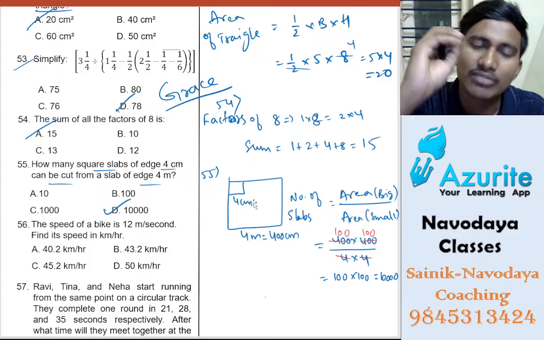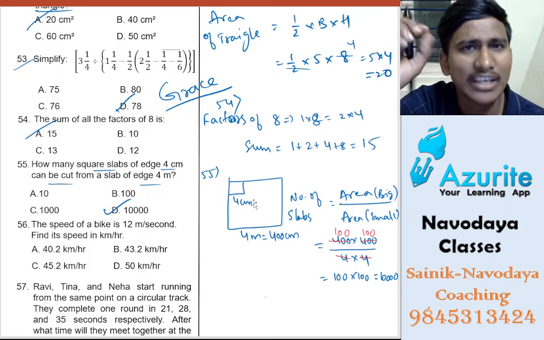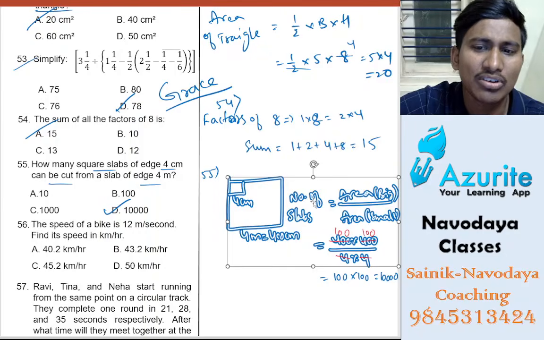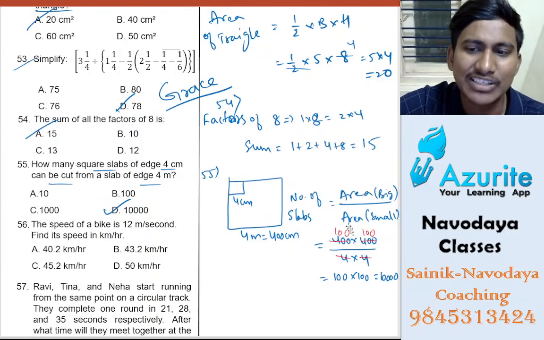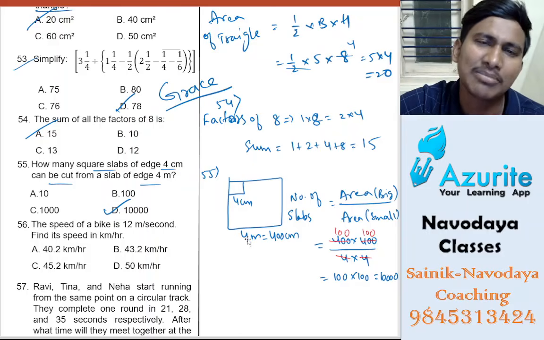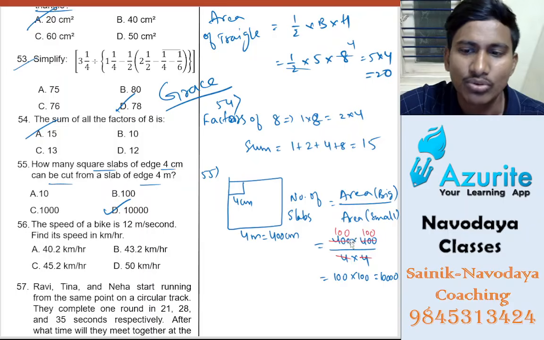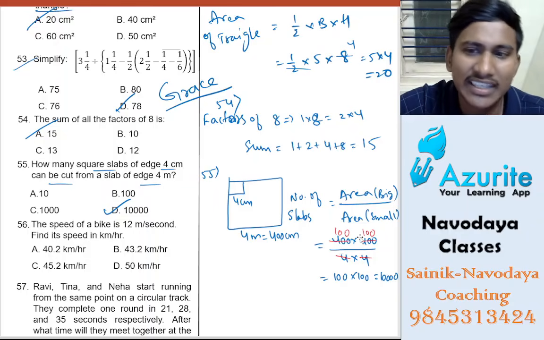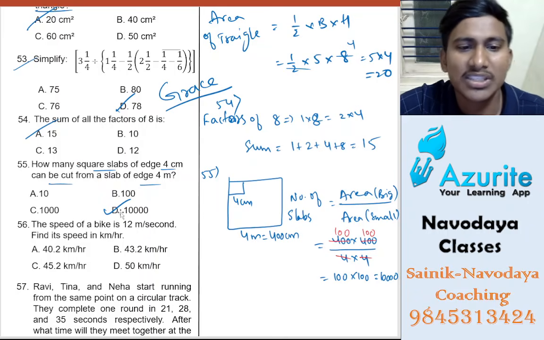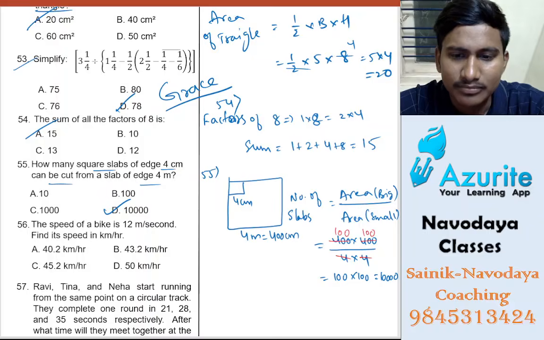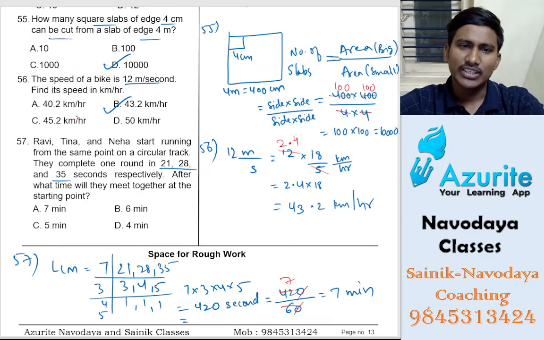We know number of slabs. If you want to find it, we have to divide the areas. So number of slabs is area of bigger piece divided by area of smaller. Area of bigger, that is 400 centimeter, because 1 meter means 100 centimeter. This is a square, so 400 into 400, that is side into side, divided by 4 into 4, side into side. So we have to cancel it. 4 hundreds are 400, 100 into 100 is 10,000, that is 4 zeros. Option is option D here. Understood? So students, let us go to the next question.